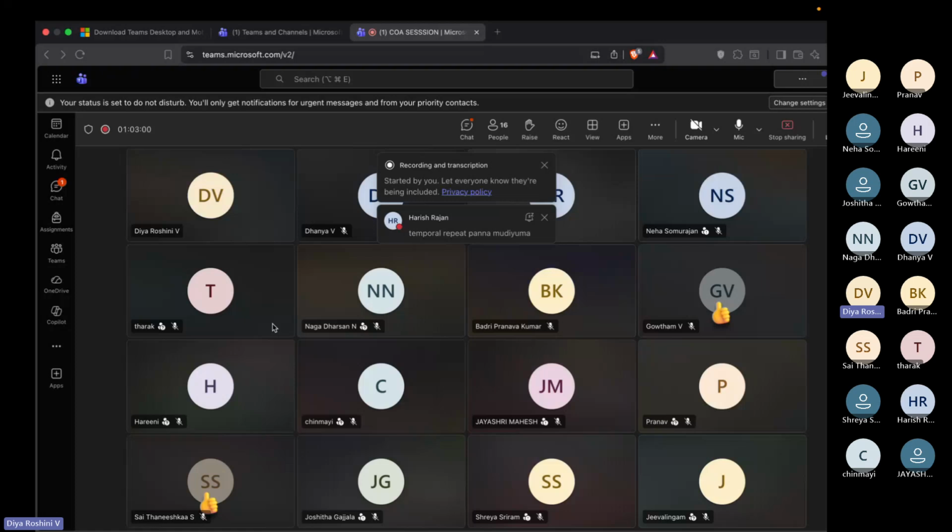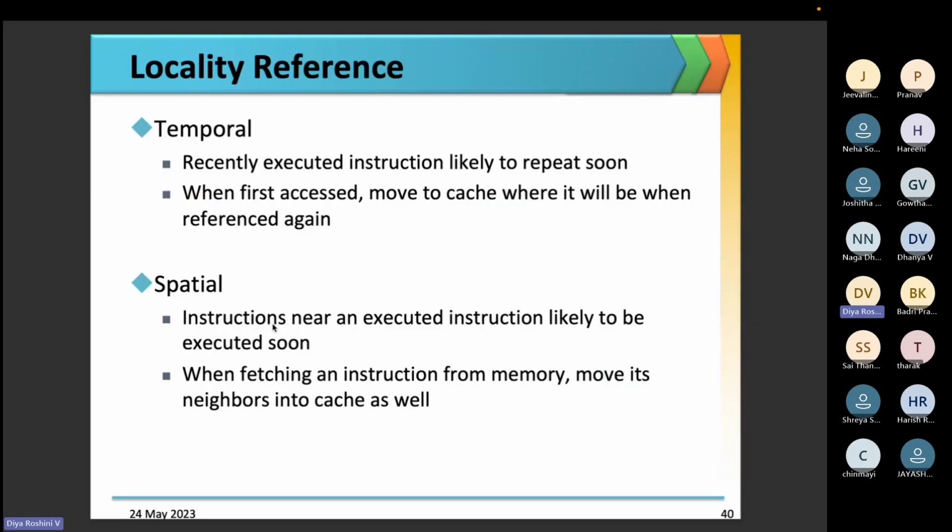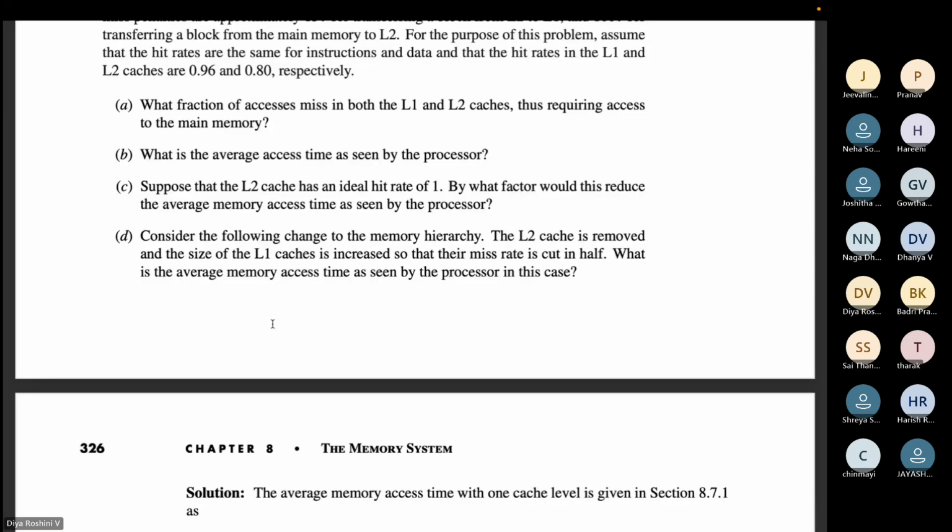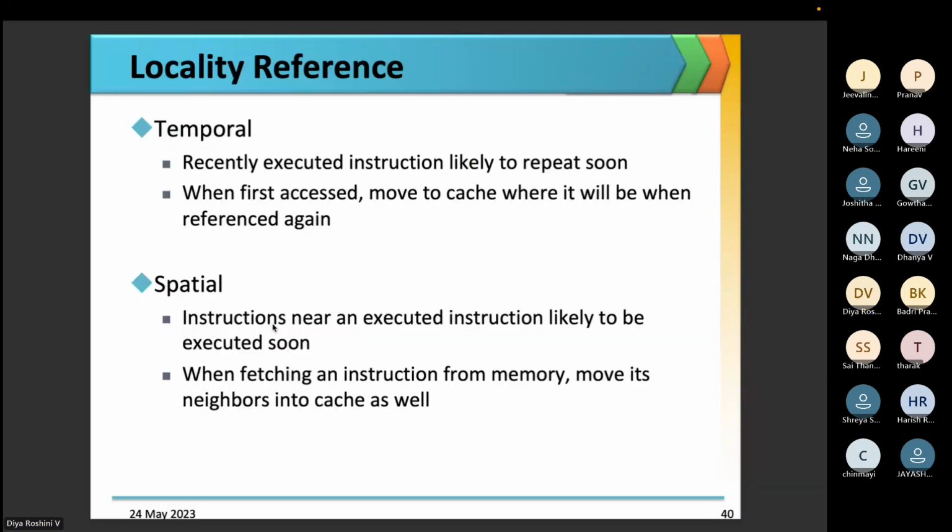Okay. So how does this work on the cache? So first, how is this implemented in the cache? Harish wants you to repeat temporal. Oh, okay.